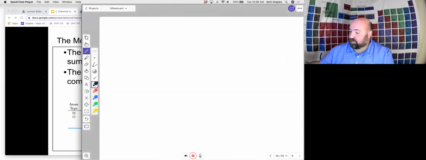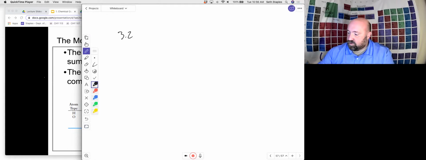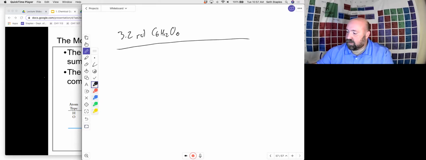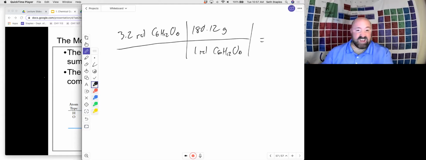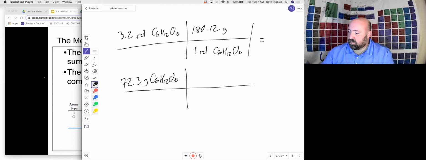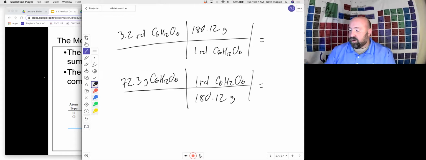And so again, to throw an example out there, if I have maybe 3.2 moles of glucose, and I want to know how many grams that is, then it's just my conversion factor of 180.12 grams times my number of moles. I put that into my calculator, I get whatever I get. I'm going the other way. Let's say I have 72.3 grams of glucose. Now I'm just going to set my conversion factor up differently so that my grams cancels out. I'm left with moles. I'm going to take 72.3 divided by 180.12. And whatever that gives me for a number, that would be the number of moles of glucose that I have.